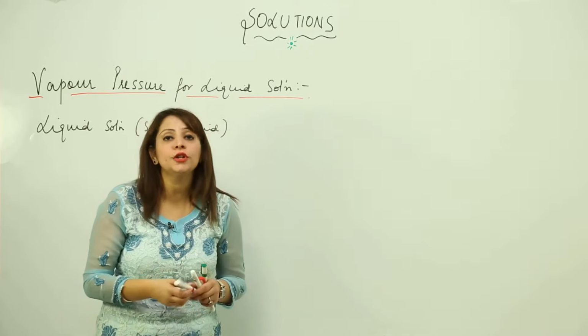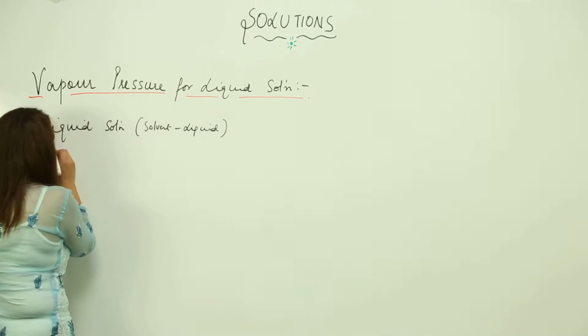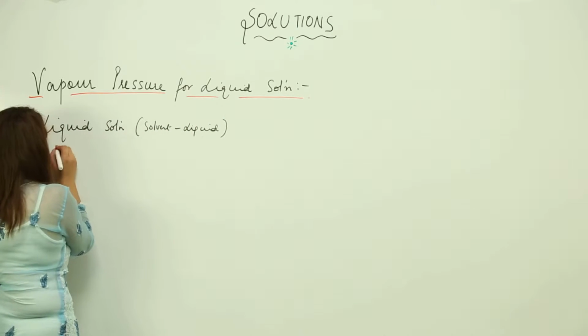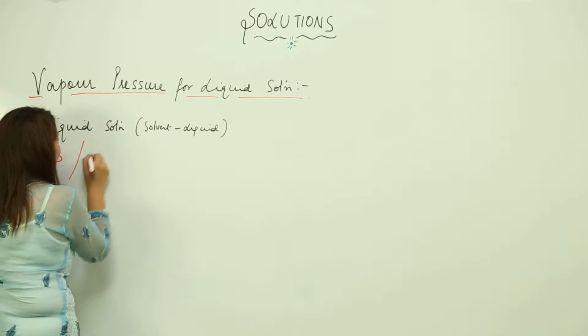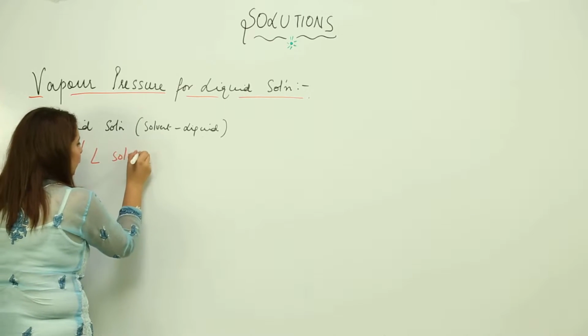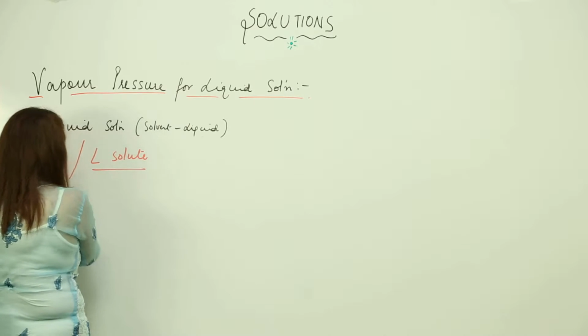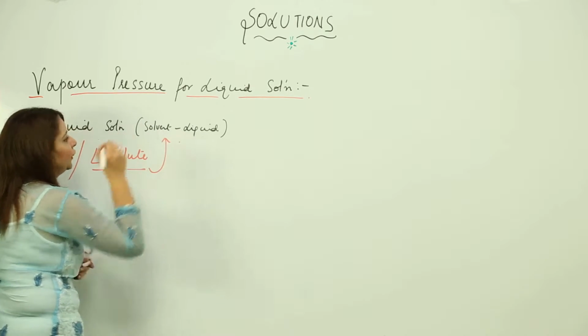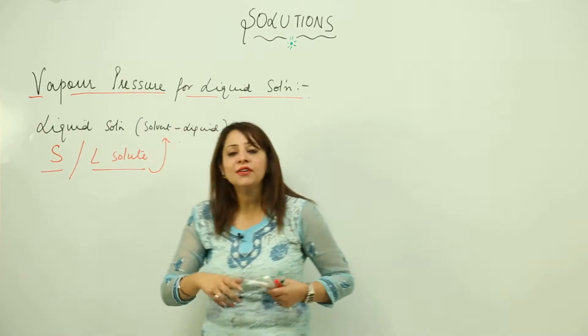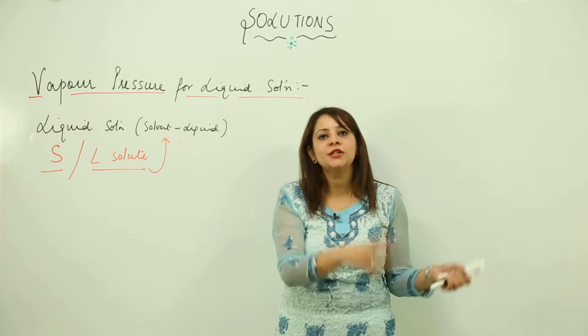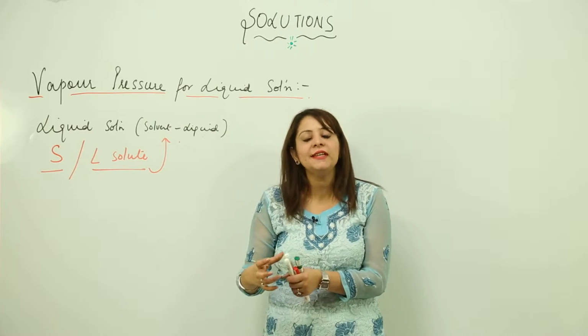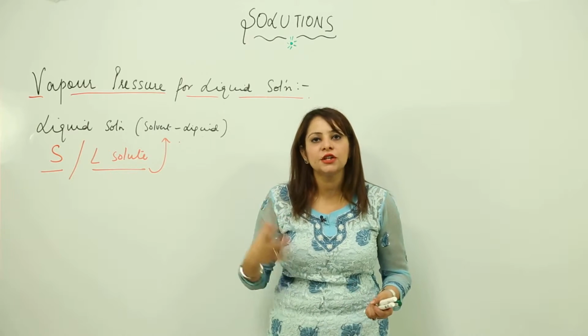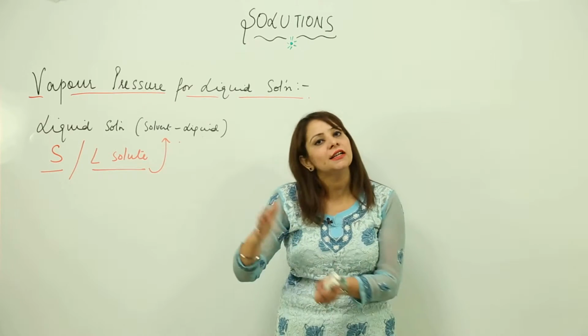Now when we talk about the solute, in this case what kind of solute will we be taking? We can take a solid solute, we can also take a liquid solute. So the solute can be liquid or solid, but definitely the solvent is going to be liquid. So we can have a solution with a solid solute and liquid solvent, or we can have a solution in which there is a liquid solvent and a liquid solute.